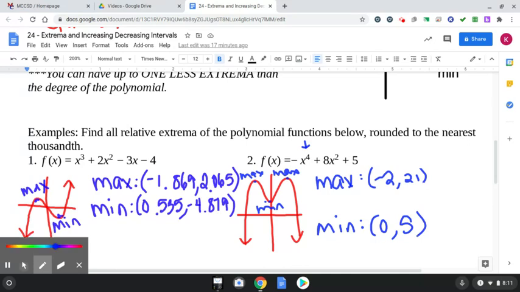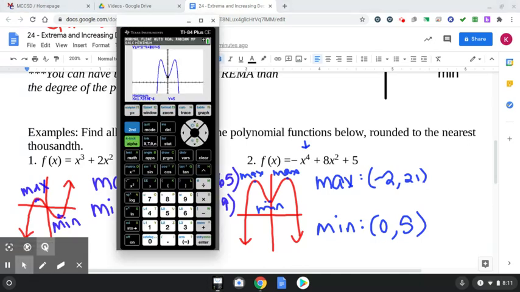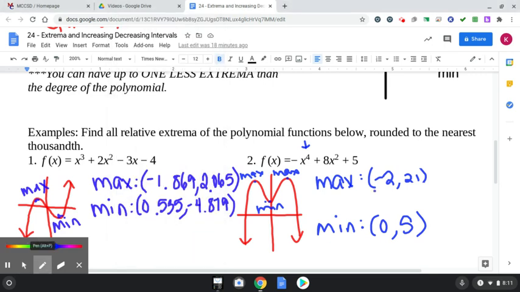And then for the other max, second trace, I'm looking for a max, so I choose 4. I need to be on the left side, and then on the right side, and then I press enter. And I get 2.000011, comma 21. That's really just going to be 2, comma 21. So positive 2, 21 is the other max. So that's how you find the max and the min.